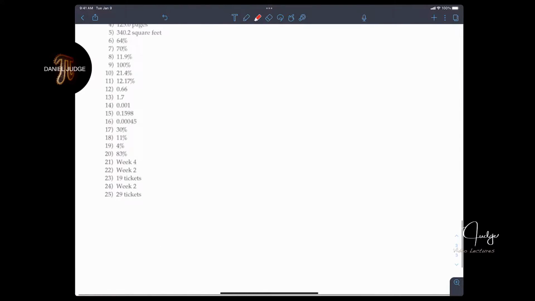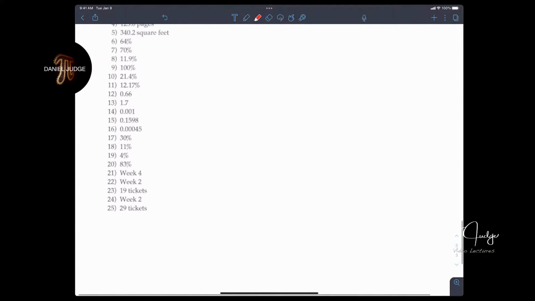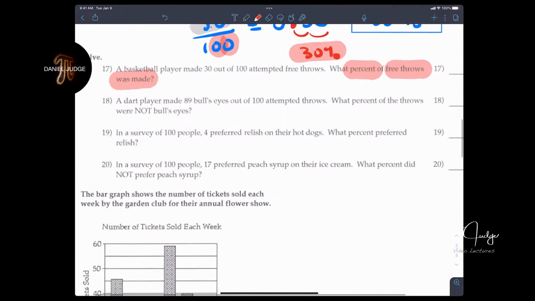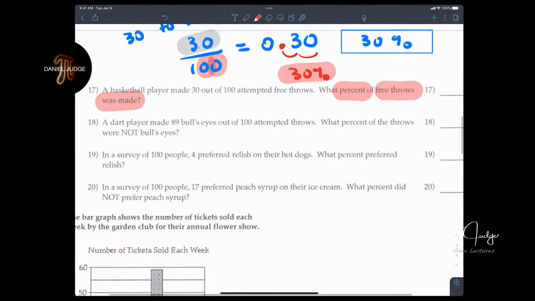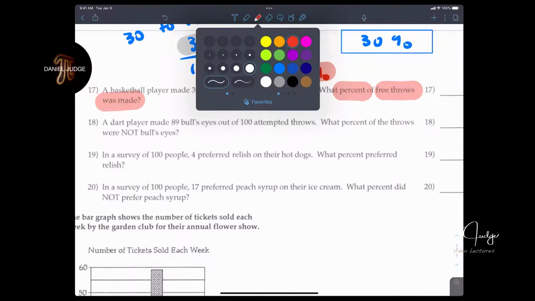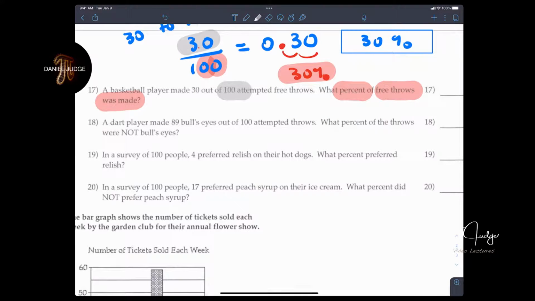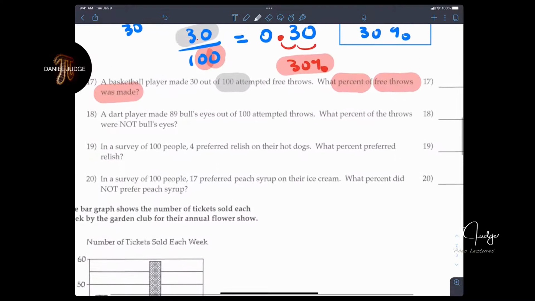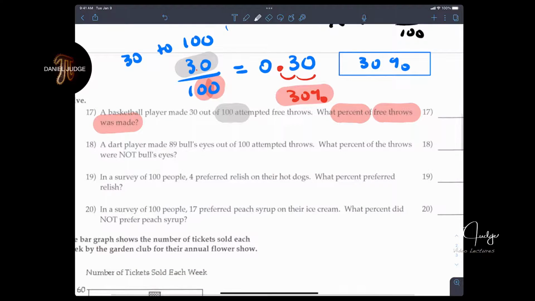So 17, 30%, okay. The reason I showed it to you guys this way is because you don't always get a nice division by 100 when you do this process. Like look at number 19. In a survey of 100 people, 4 preferred relish. Well, maybe they did. They were nice to us again. So it looks like they're being nice.